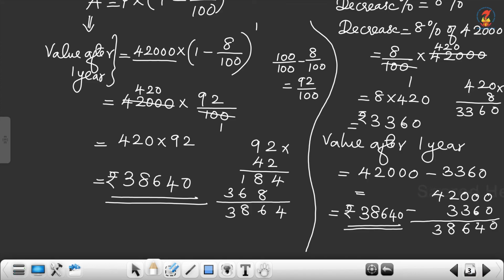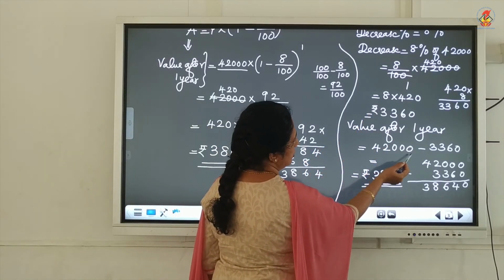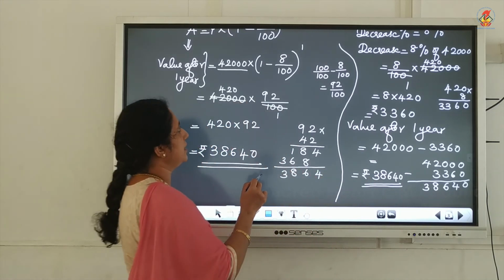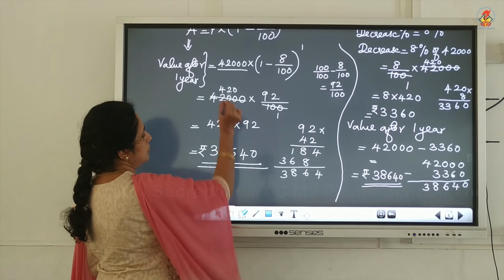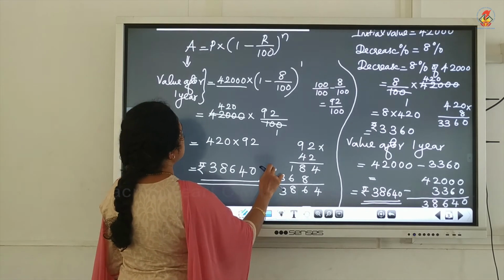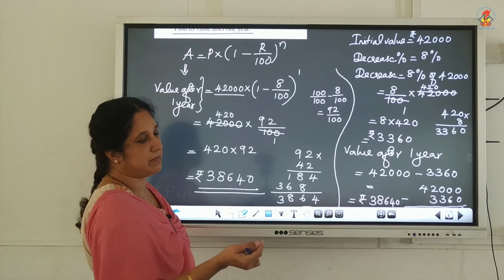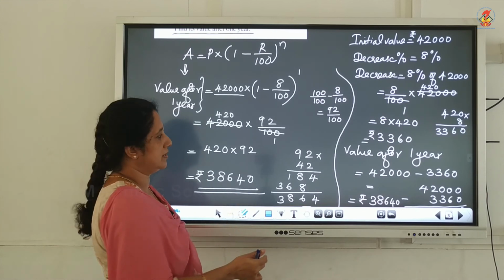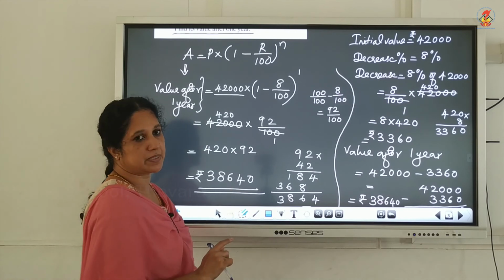So we have to find out the decrease, and after that we can find out the value after 1 year, and using the compound interest formula also we can find out. So we have to take the formula as A equal to P into 1 minus R by 100 whole raised to n, because here the decrease occurred. Then we have to substitute and simplify, we will get the answer rupees 38,640.